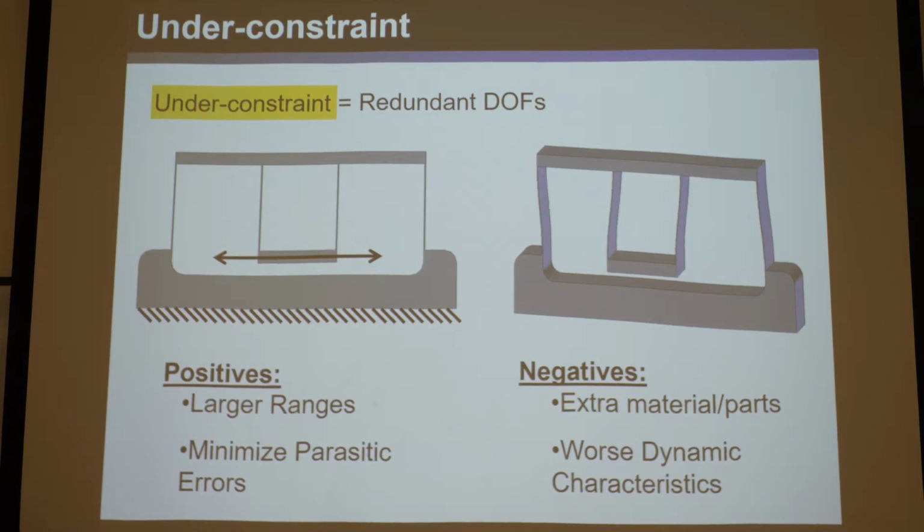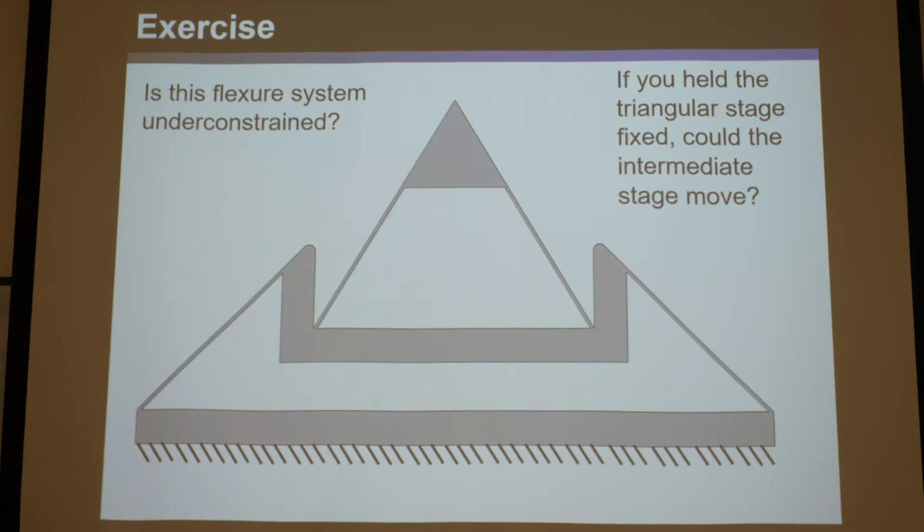Okay, so you have to design it right to do that. But you can only do that kind of parasitic error canceling with under-constrained things. So under-constraint can be great for getting rid of parasitic error and getting huge ranges. But beware, you're going to have some vibration issues in both quasi-static and dynamic scenarios that maybe you can tolerate. Okay, so to make my point even clearer, let's look at this example.